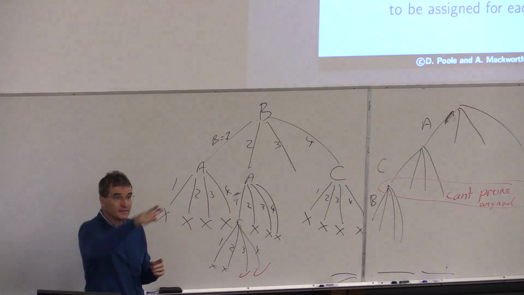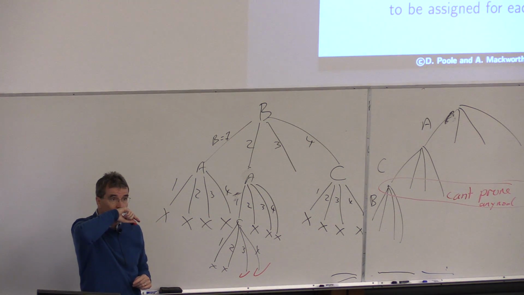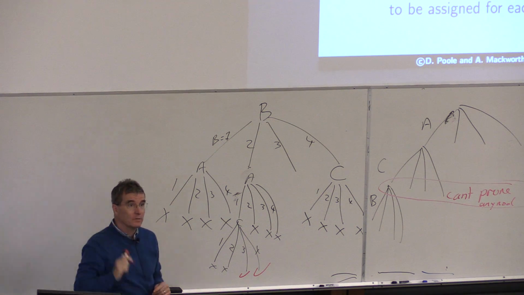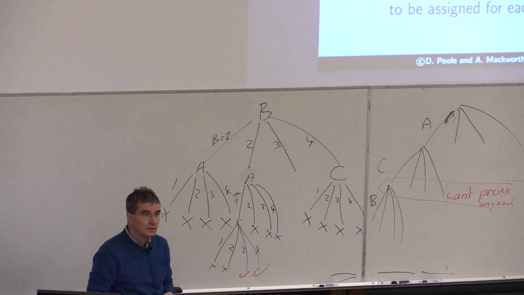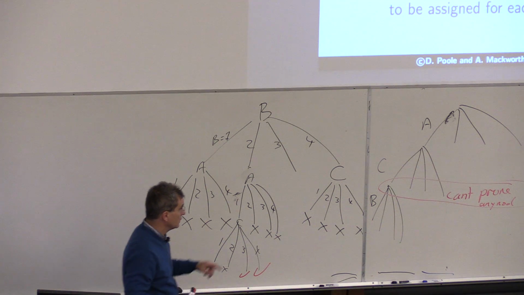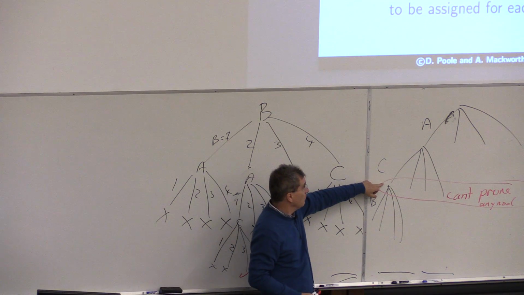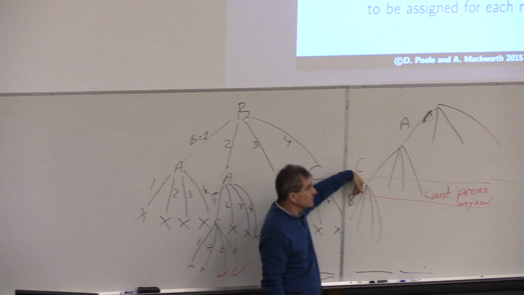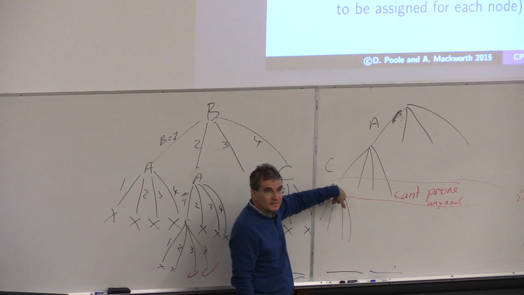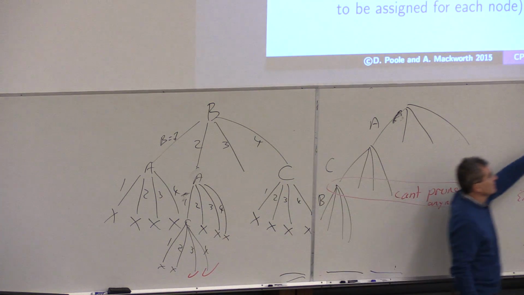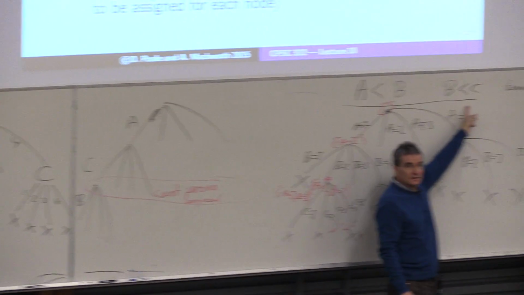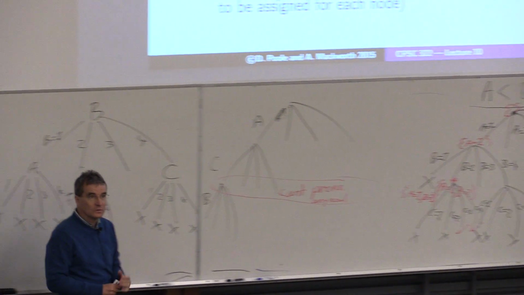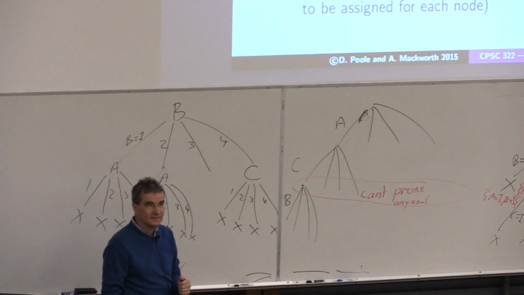Any questions about that? Yes? Why can't we prune here? Because we can't evaluate either of these constraints at this stage. We've assigned A and we've assigned C. We can't evaluate this constraint because we don't know what B is, and we can't evaluate this. The rule says that we can only evaluate a constraint when all of its variables are assigned.